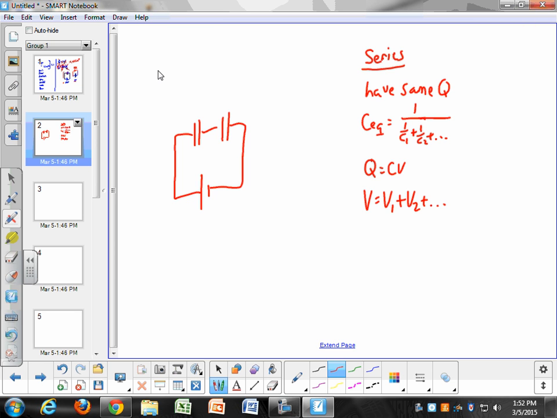That means that, for example, if I have 12 volts here, I have to have 8 volts and 4 volts. Or if I have 12 volts here and 8 volts here, that means I must have 4 volts here, because they have to add up to equal 12. That rule is also true for resistors.